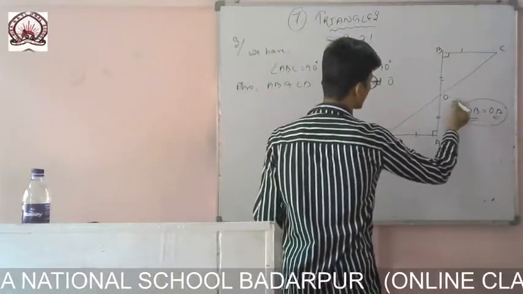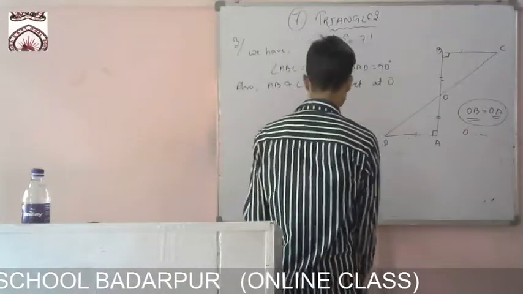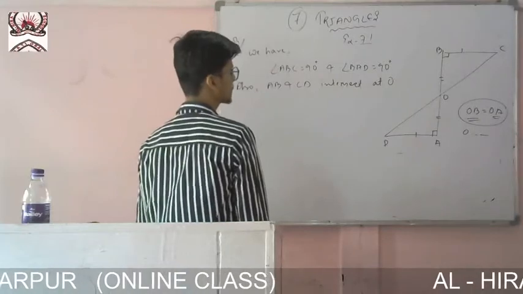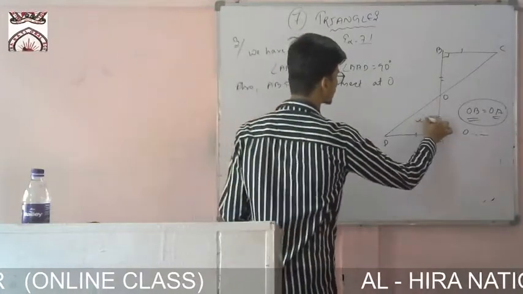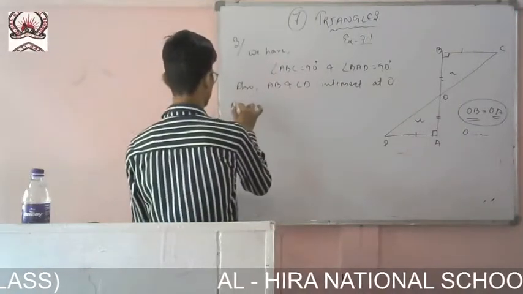That means OB will be equal to OA. So I can say that O is the midpoint of the line. And if O is the midpoint, that means this one is bisected. CD bisects AB. Simple thing. So first of all, I have to show that these two triangles are congruent. So what I will do? Let me first of all prove it.